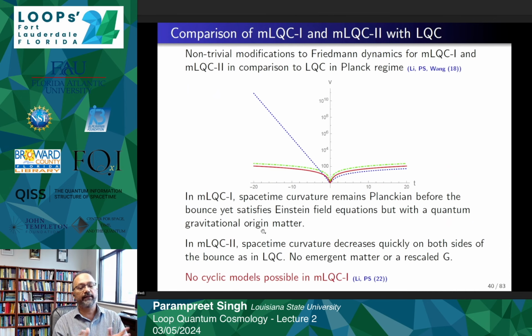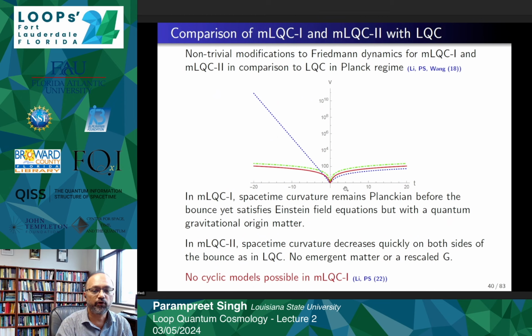Now, if you do that, then the physics of the bounce changes. And this leads to non-trivial modifications of Friedmann dynamics. The Friedmann dynamics changes, and that has been studied in detail in the last few years. So the red curve here is the bounce, volume versus time, of loop quantum cosmology for a massless scalar field, a perfectly symmetrical bounce. The green curve is MLQC2, again a perfectly symmetrical bounce. But the quantum difference equation is now fourth order.